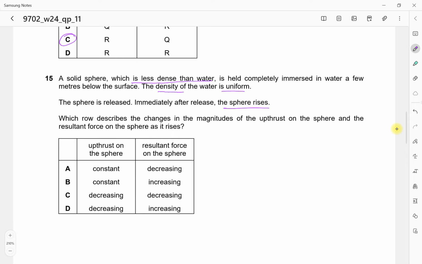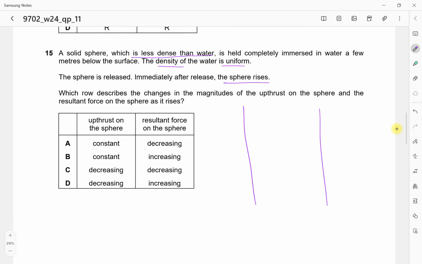Which law describes the changes in the magnitude of the upthrust on the sphere and the resultant force on the sphere as it rises? So if I just sketch this for clarity, let's say this is the water and the sphere is held here, and this is the surface. When it is released, the forces acting are the weight downwards, the upthrust, which always acts upwards, and then, when it moves upwards, the drag force acts downwards.